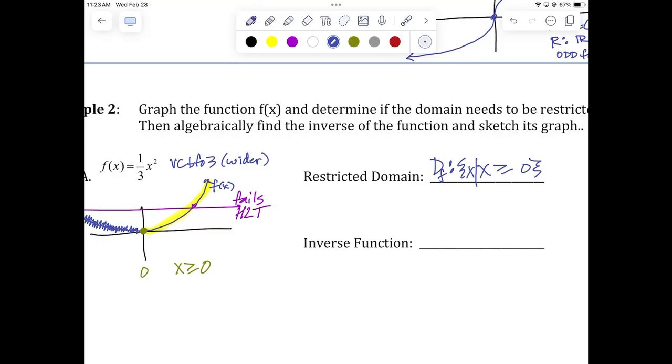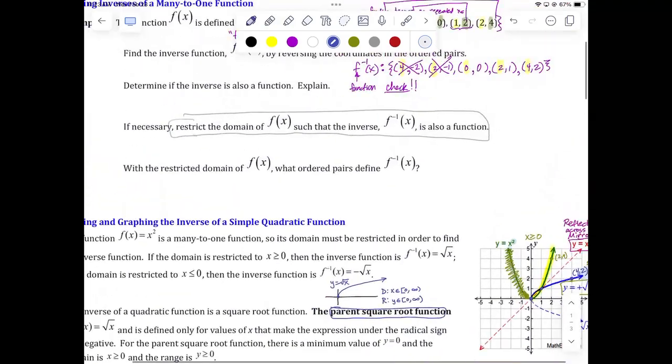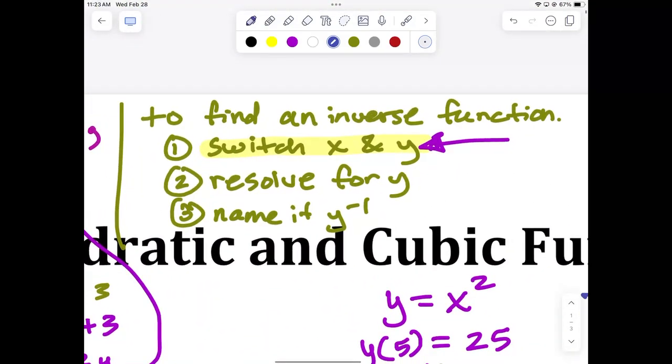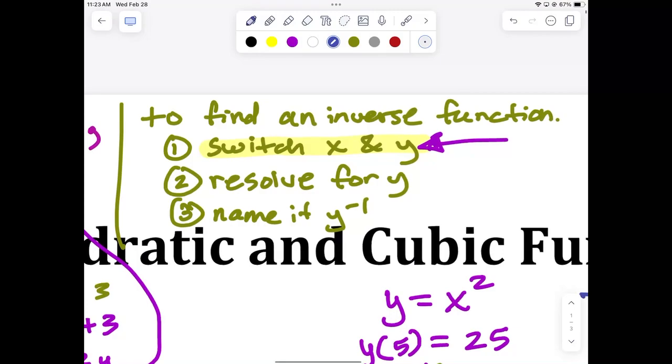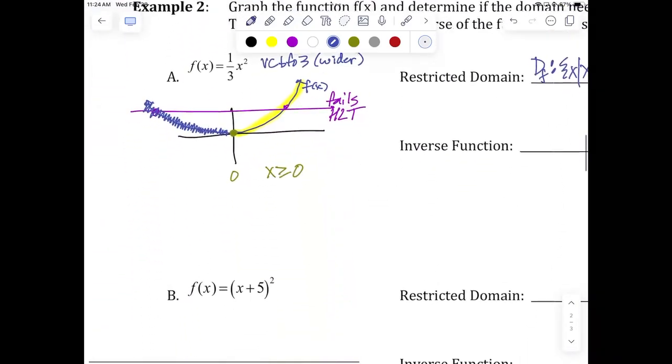All right, now how do we find the equation of the inverse function? What was the very first thing I told you we do if we have the equation? We could reflect the graph across the line y equals x and see what it looks like. But remember how we did it way up here in the beginning. To find an inverse function, you switch x and y and then do what? Resolve for y. Yeah. So let's come down here.